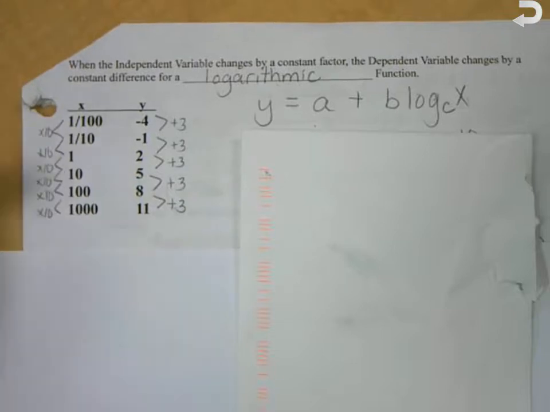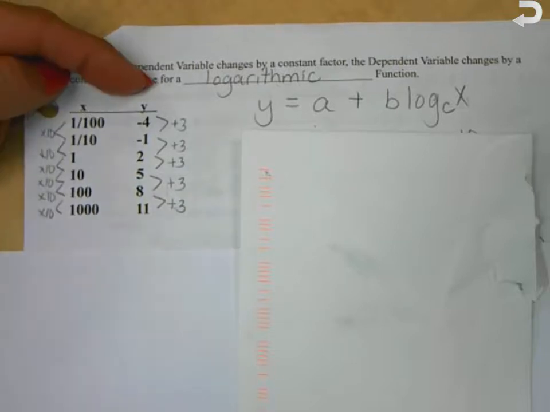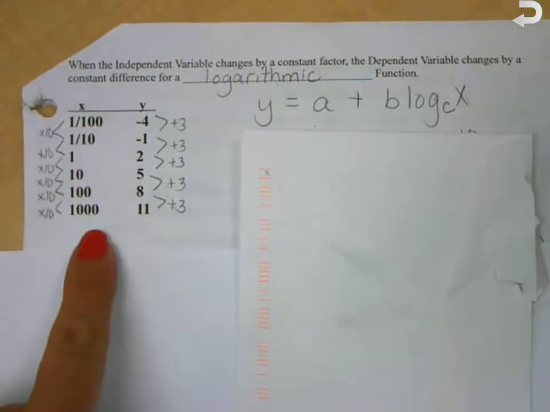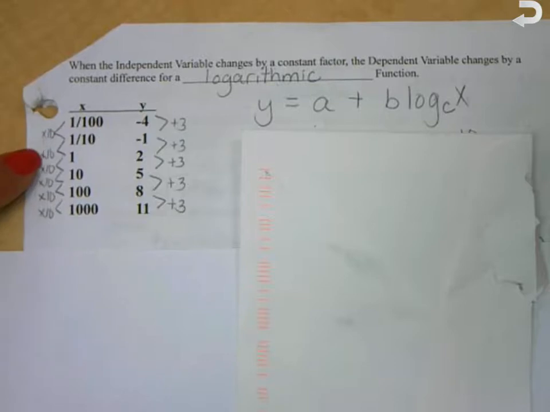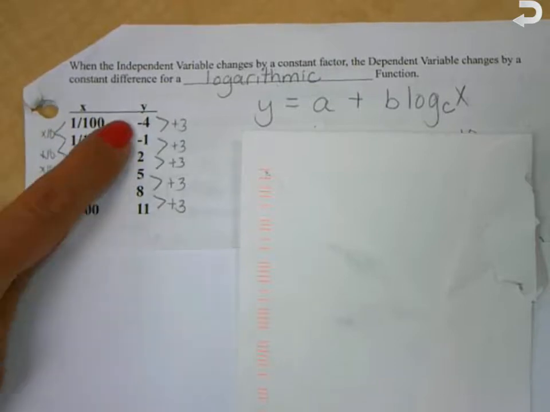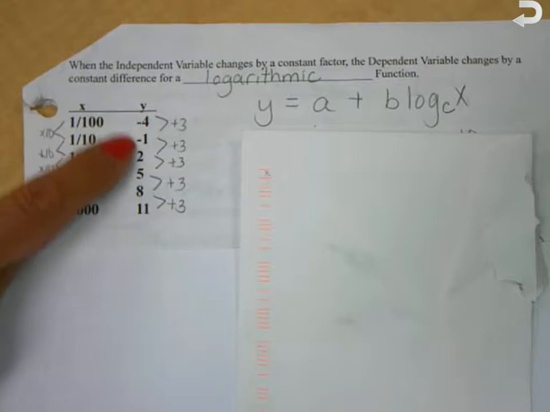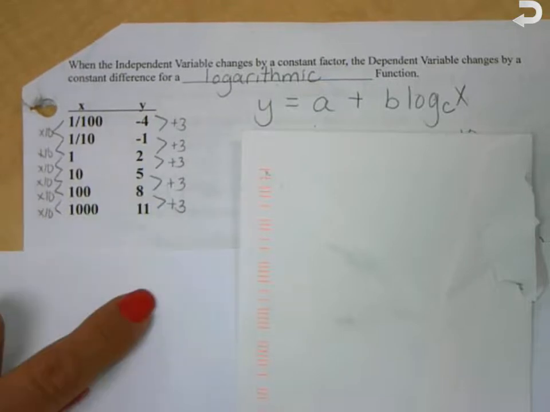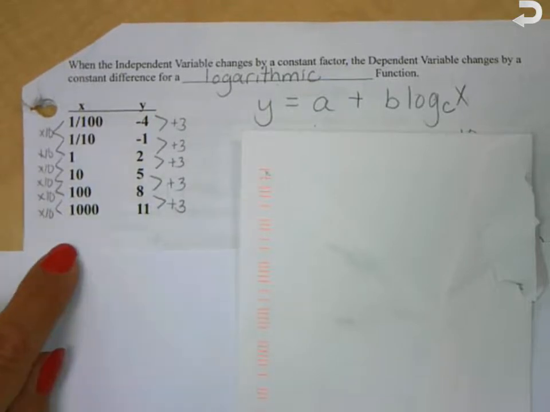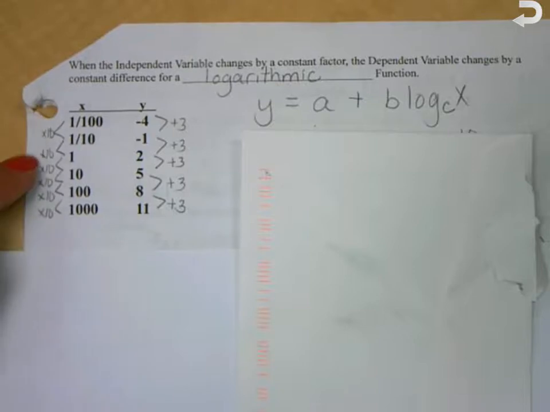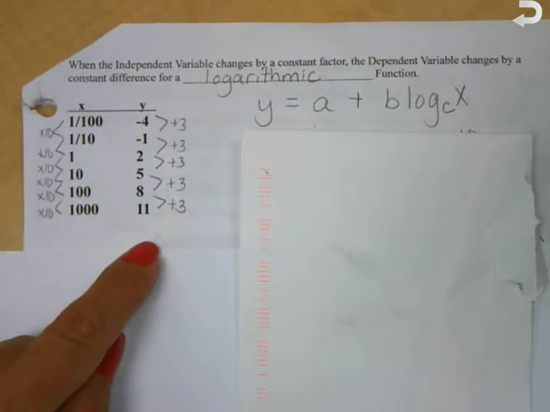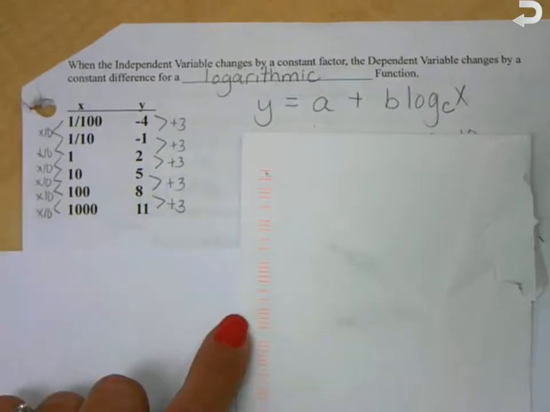Here's an example of a logarithmic function. I have my independent variable x, my dependent variable y, and as the independent variable is changing by a factor of 10, I'm finding constant differences. My dependent variable is increasing by 3. So that's the characteristic for logarithmic. As the independent variable changes by a constant factor, the dependent variable changes by a constant amount, which is just the inverse of what an exponential function does.